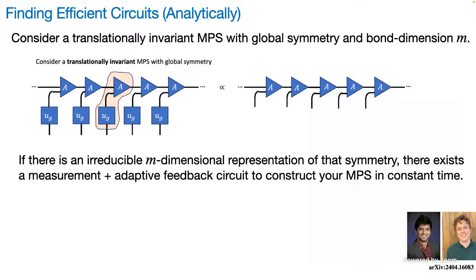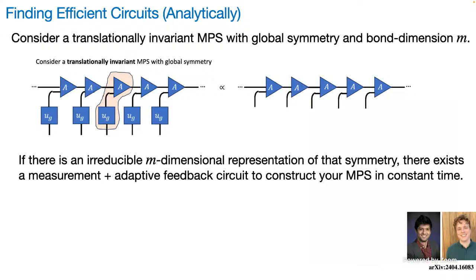Okay, the state is the following. It's a class of matrix product states. If you don't know what a matrix product state is, that's okay. These matrix product states have a special property. They have a global on-site symmetry, and that global on-site symmetry has a special property. There is an irreducible m-dimensional representation of that symmetry.